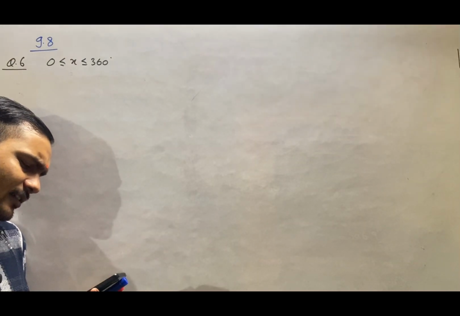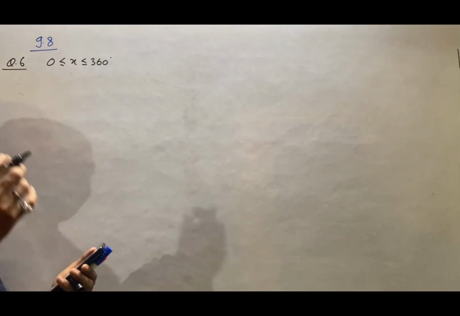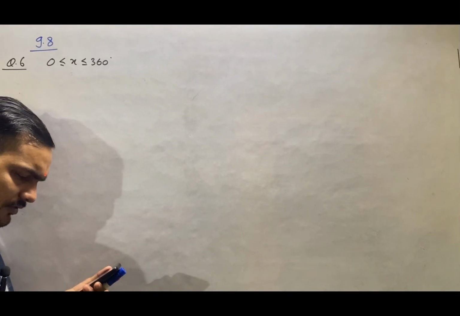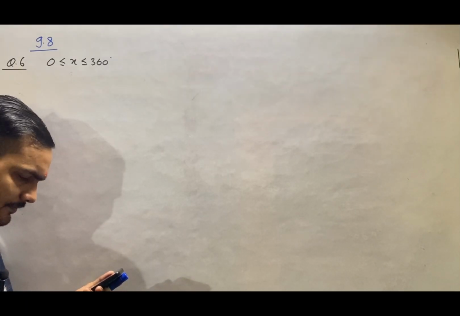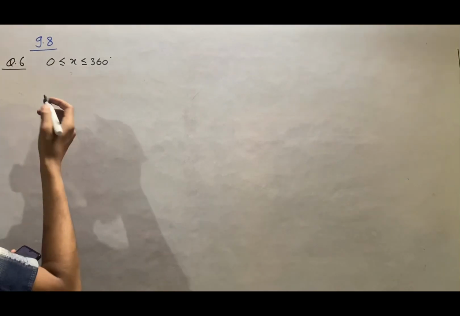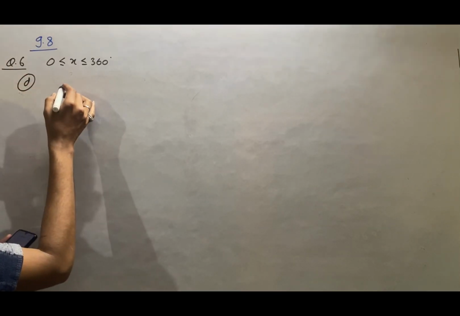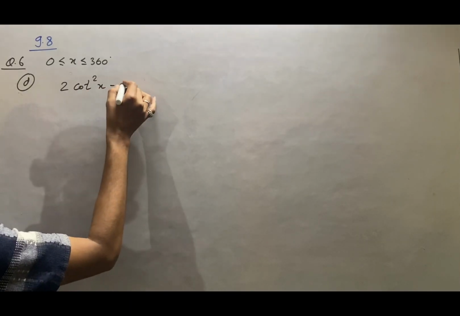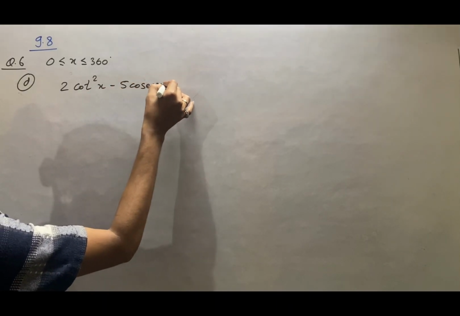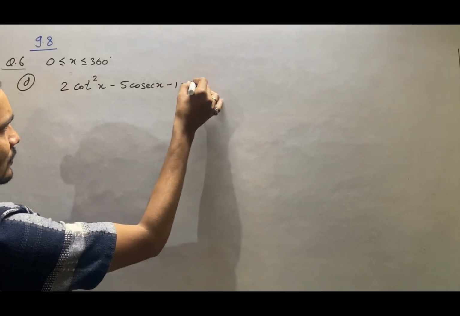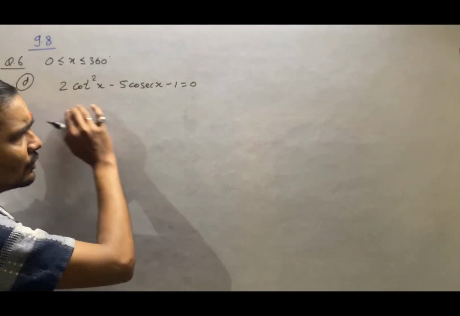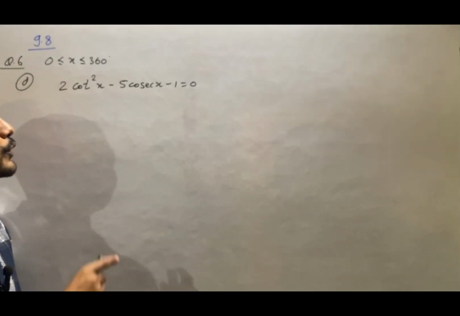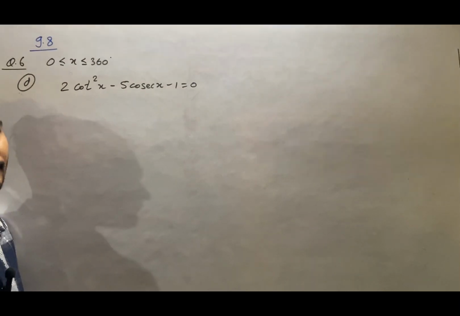For part D, I will just explain it, but I don't think we have to do it. In the D part, again we have 2 cot square of x negative 5 cosec of x negative 1, that is equals to 0, right? So now this entire equation we have to convert into the same function. So which function can we convert into the other?